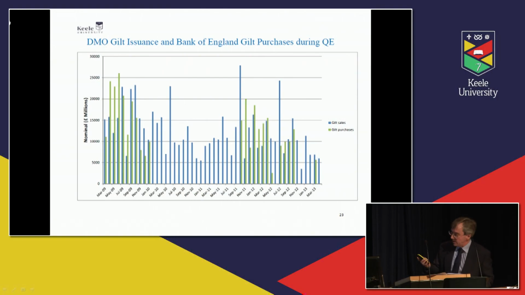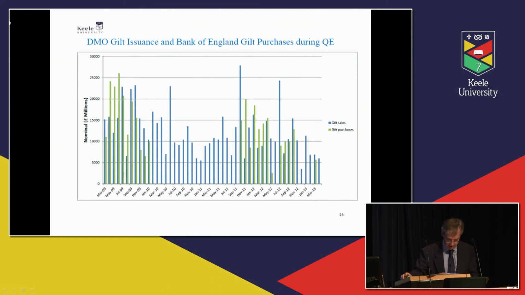The gilt sales by the Debt Management Office are in blue, and the gilt purchases by the Bank of England are in green. And you can see that the sales in blue easily accommodate the purchases in green. And in fact, that additional activity led to the reduction in spreads, as there was much more activity, so those who were running the market didn't need to make so much profit per trade.